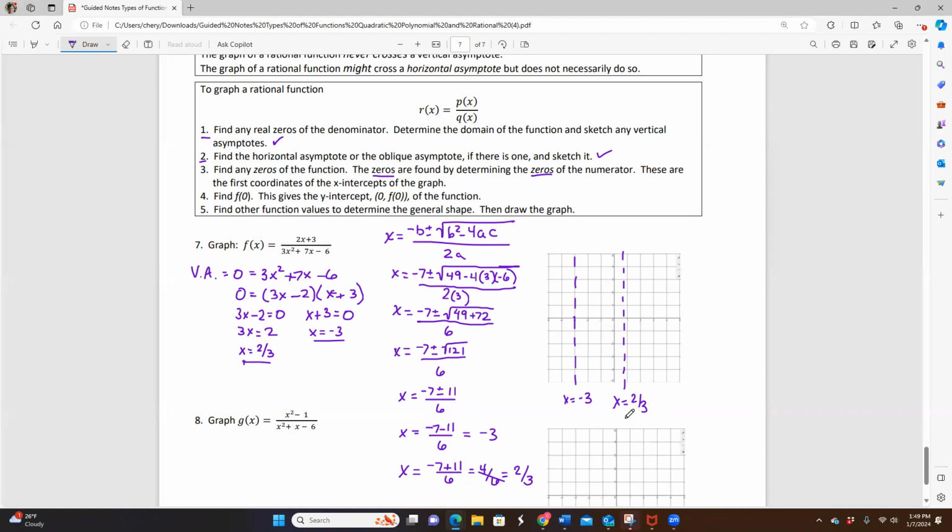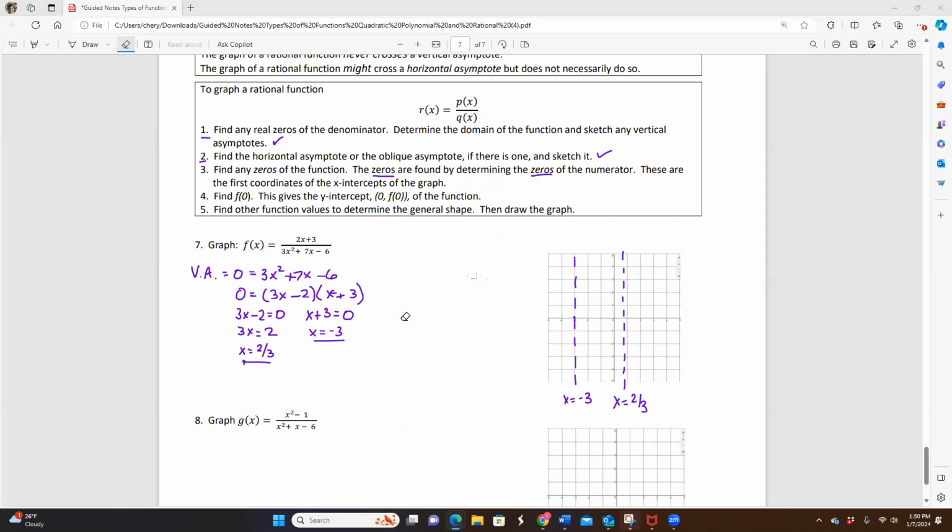Now, the other thing we need to do is find our horizontal asymptotes. Let me erase this and we'll look at that. So remember, to find our horizontal asymptotes, we look at the degrees of the terms. Here, the degree of my numerator, 2x plus 3, is just 1. And the degree of my denominator, 3x squared plus 7x minus 6, is going to be 2. So since the numerator has a degree less than the denominator, my horizontal asymptote is just going to be y equals 0. We're going to write that right in here, and that's that horizontal asymptote.